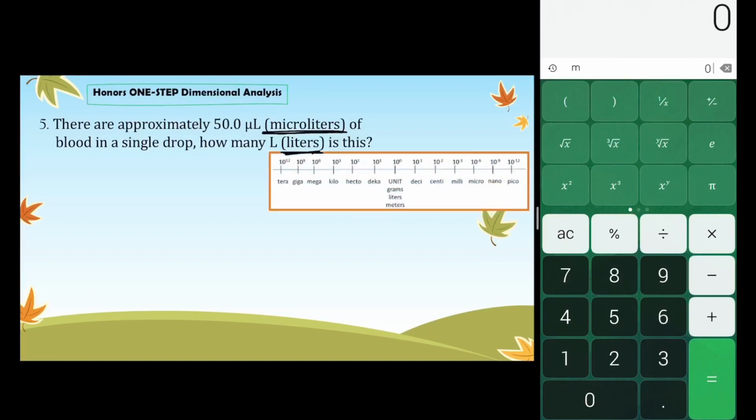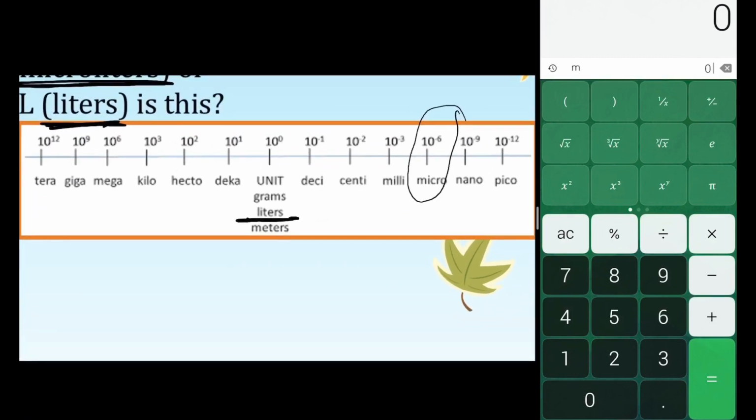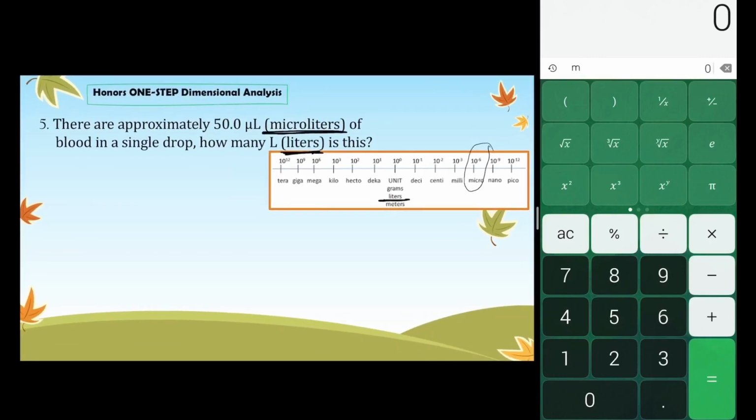Let's bring in our table of prefixes and find microliters and liters. So liters would be our base unit, so that's right here. And micro is all the way over here, okay? So our conversion factor then, if the prefix gets the 1, is 1 microliter equals 10 to the power of negative 6 liters.